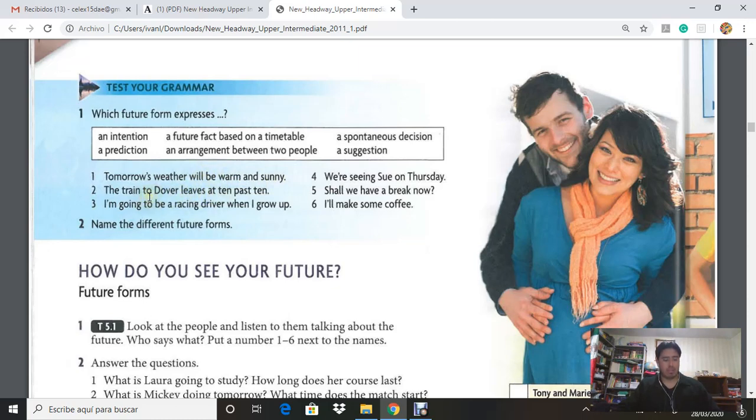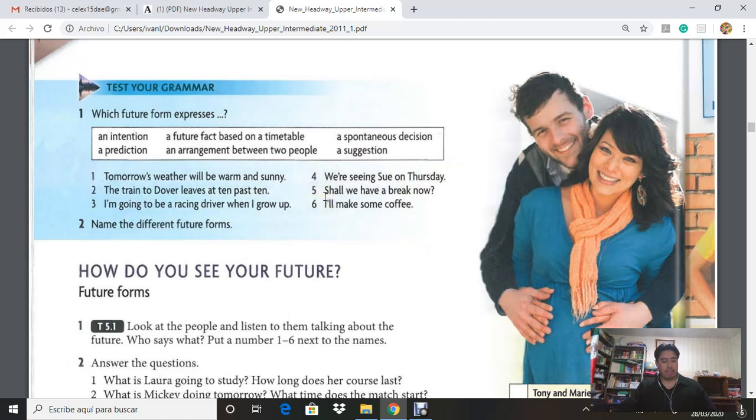Number 2, for example, is present simple. Sometimes we can use present simple to talk about the future, like in this case when we are talking about timetables or fixed schedules for events. Number 3 corresponds to the form going to plus infinitive. I'm going to be, like here. Number 4 is present continuous, which we can also sometimes use in English to express a future event. We're seeing Sue on Thursday.